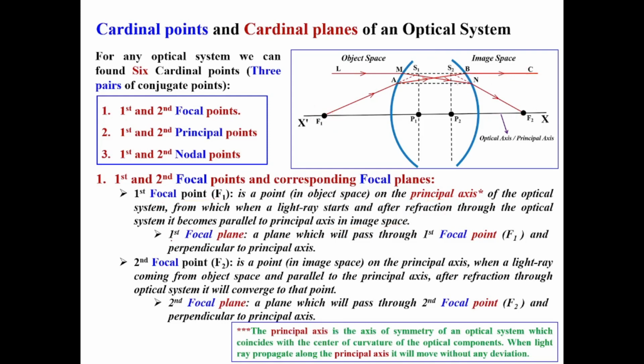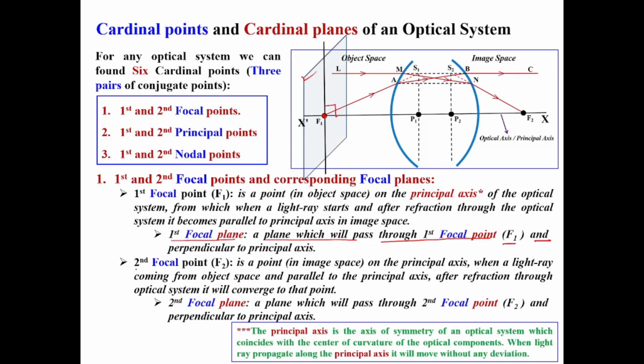Then the first focal plane: a plane which passes through the first focal point f1 and is perpendicular to the principal axis. This one, this is the plane which is called your first focal plane. This is the plane which passes through the first focal point and is perpendicular to the principal axis.